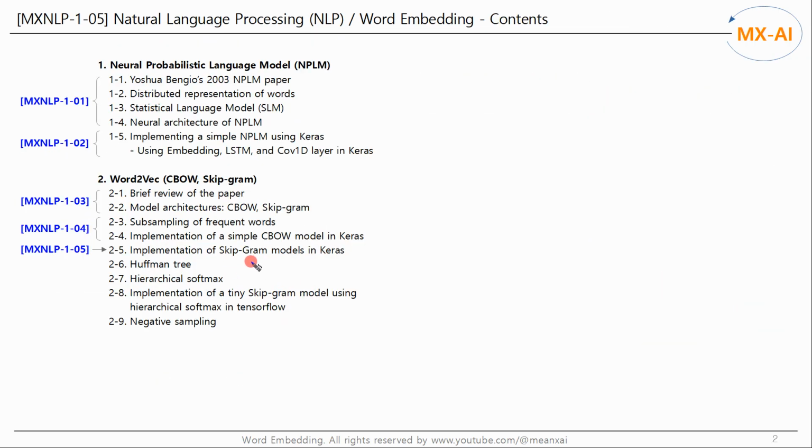In this video, we implemented simple skipgram models in Keras. In the next video, we'll look at the Huffman tree, which is required to implement hierarchical softmax.